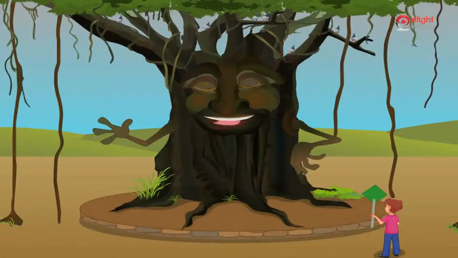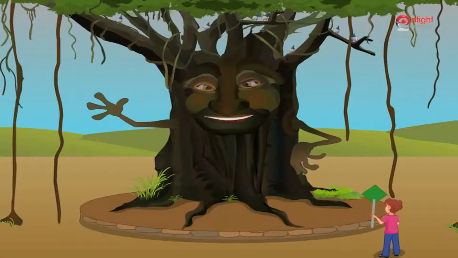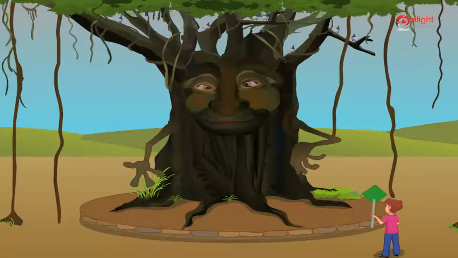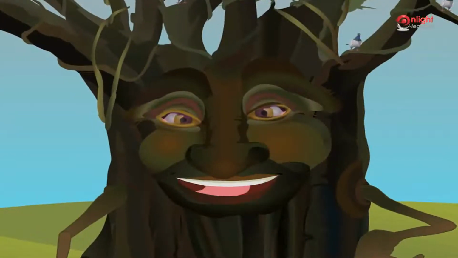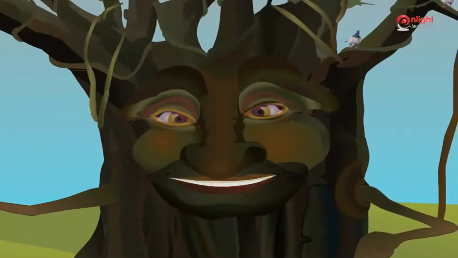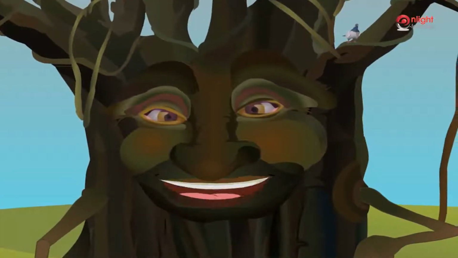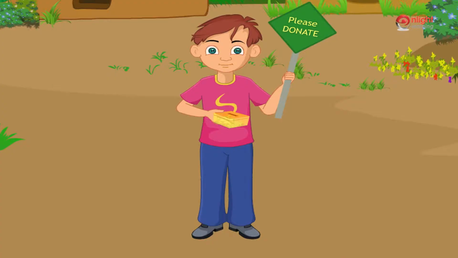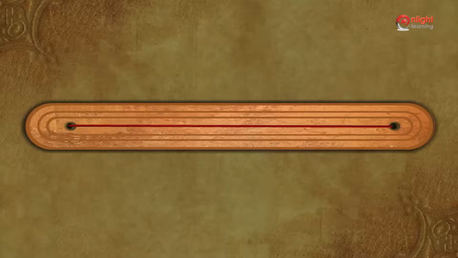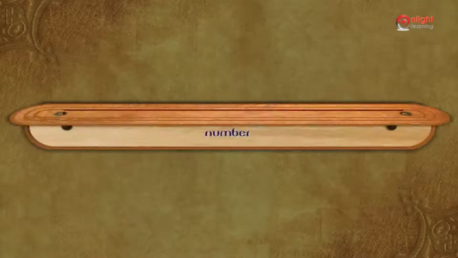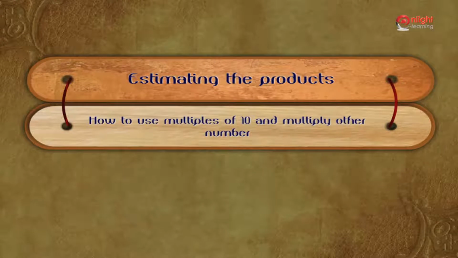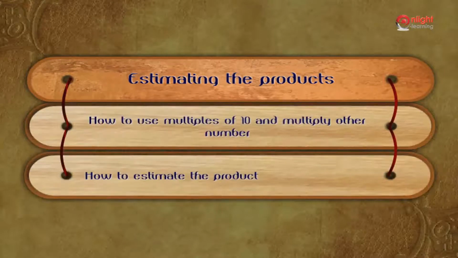There is a very easy method of calculating the multiples of 10. It can be used to find numbers in many ways, to find the product of other numbers and estimating numbers. Please tell me how it is done. Today we shall learn about how to use multiples of 10 and multiply other numbers, and how to estimate the product.